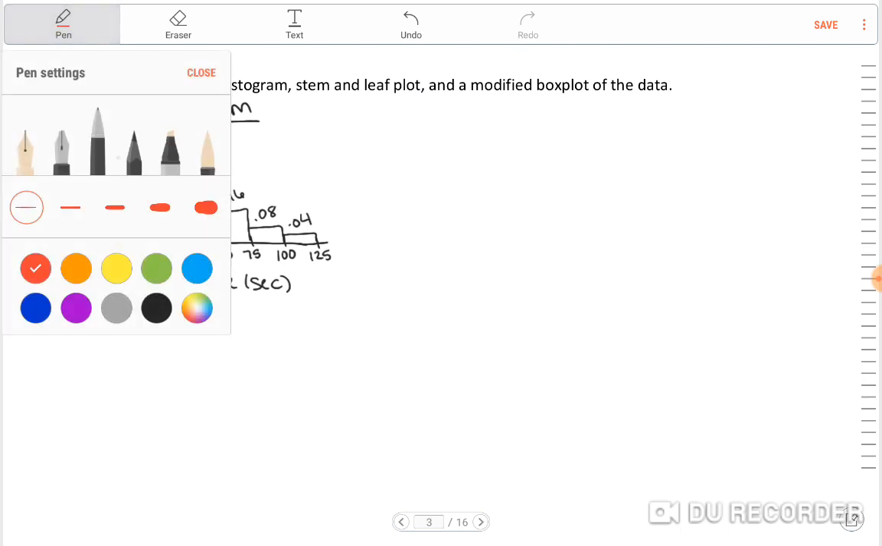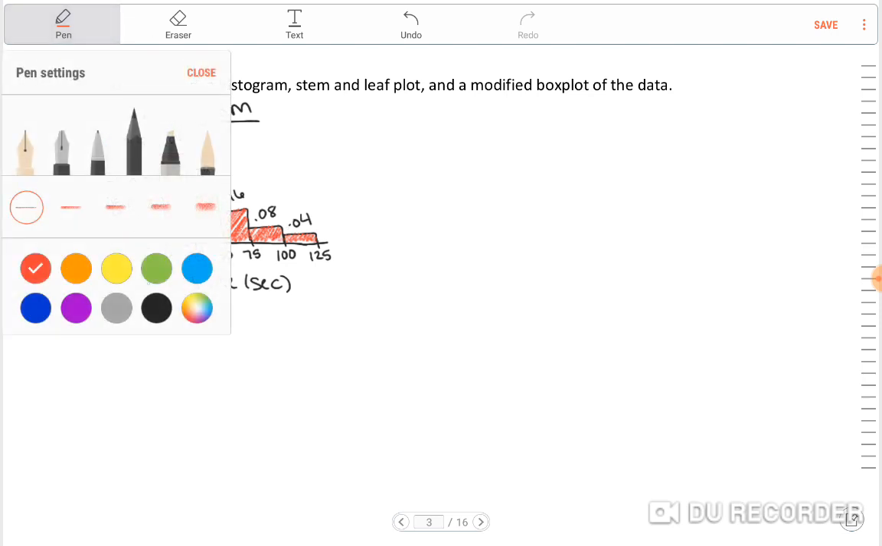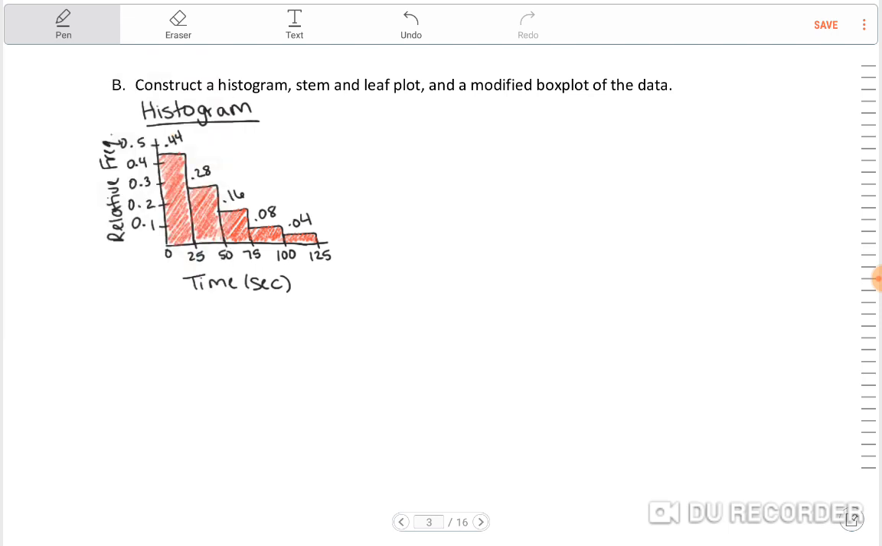Okay, I can't help myself, but I need to shade this. It just needs some color here, okay? Just need that little bit of color. I hate when it's all black and white. It's just hard for me. It just makes it so blah. Okay. Pen, black. All right, there's our histogram.